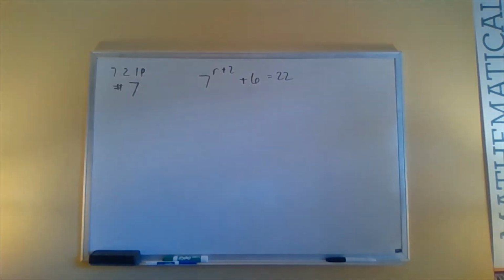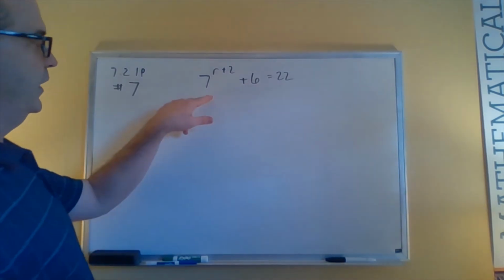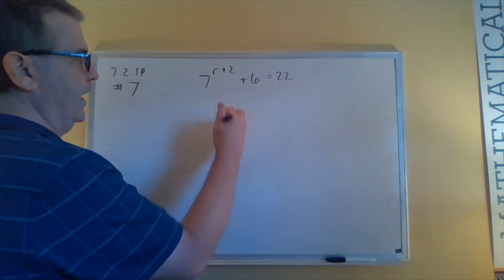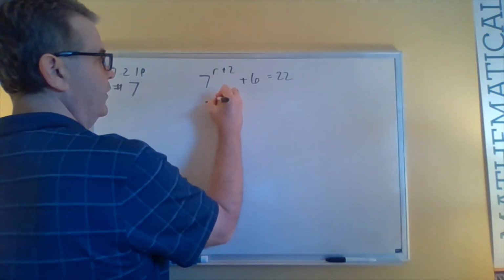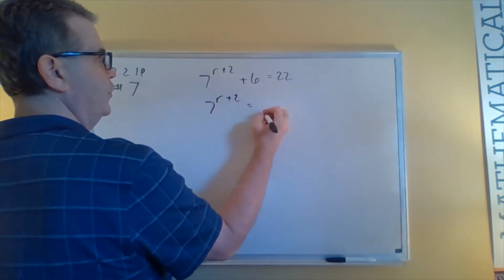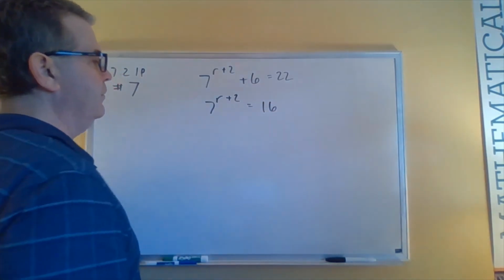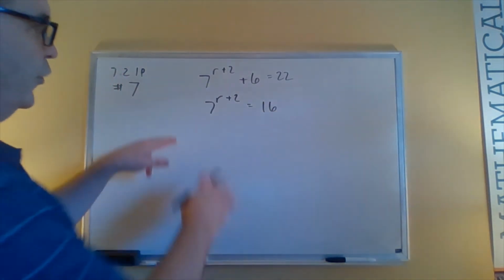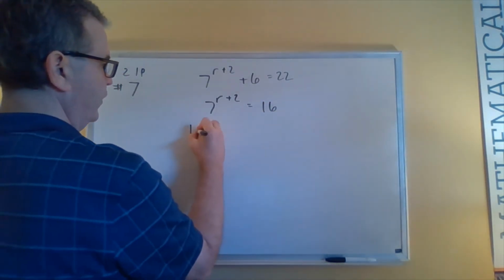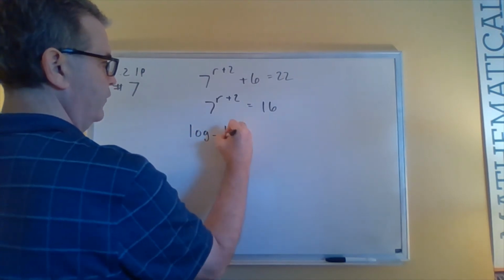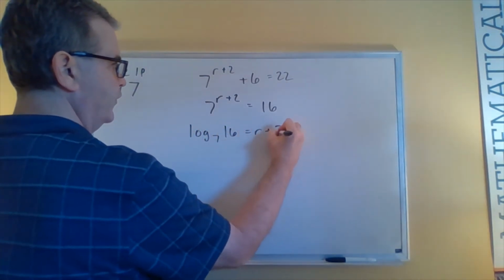Number 7, we're given 7 raised to the r plus 2 plus 6 equals 22. The first thing we need to do is isolate our exponential expression. So we're going to subtract 6 from each side. So I'll get 7 to the r plus 2 equals 16. Next, I'm going to rewrite this in logarithmic form. So I'm going to have the log base 7 of 16 equals r plus 2.